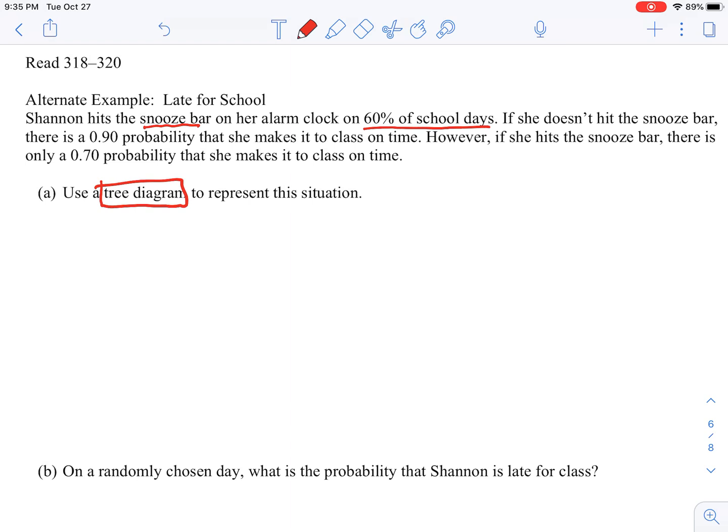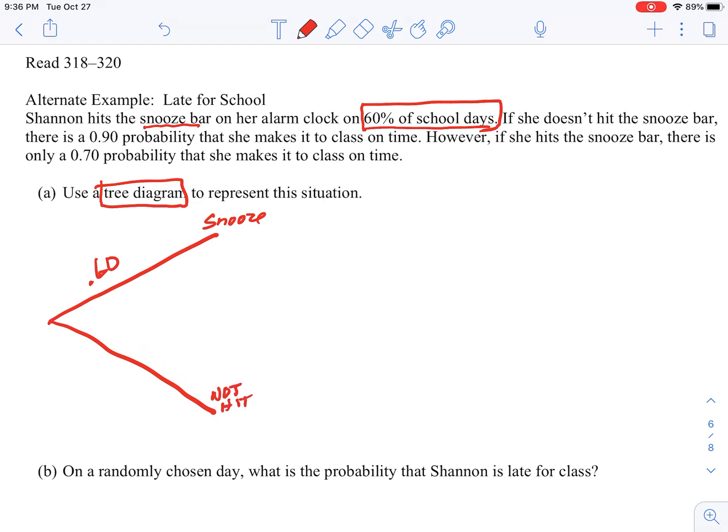So the first thing we want to represent, it just happens, is that 60% of school days, something happens. She hits the snooze bar. 60% of the time she hits the snooze bar, and then the rest of the time she does not hit the snooze bar. Well, if there's only 2 things that can happen, of course, the other probability has to add up to 100%. So we can figure out that the other probability is 40%. We had to figure that out on our own. We were given 60, but we know the other percent has to be the complement.